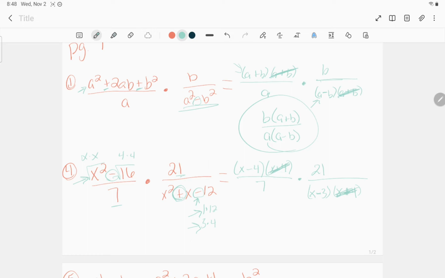And then I have a 21 and a 7. Well, 7 goes into 7 one time, and 7 goes into 21 three times. So I'm going to reduce those. And then I'm just going to multiply and combine this for my final answer. So x minus 4 times 3 is just 3 times parentheses x minus 4, over, I just have a 1 on the bottom, and then an x minus 3. And that is your final answer.